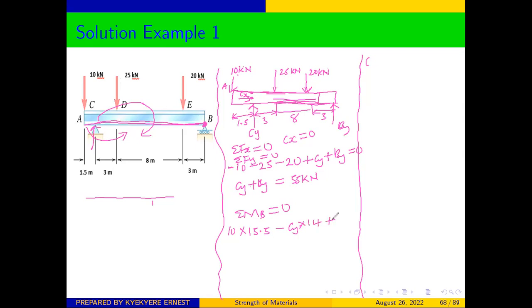Plus 25. This force, which is 25. So this is where it is applied. The perpendicular distance where we are taking the moment is going to be 8 plus 3, which will be 11. We have plus 25 times 11.